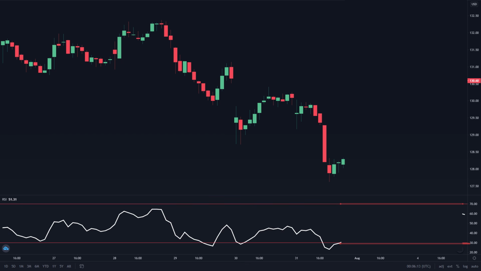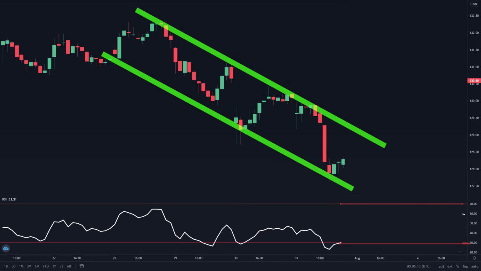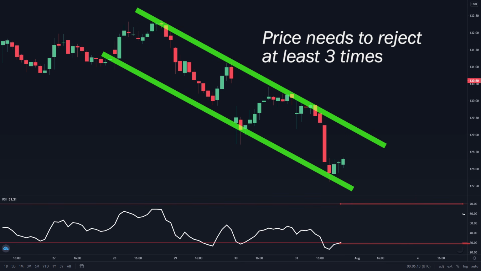Here, you can see that the price is clearly on a downwards movement. You can draw a trend line here as price is rejected multiple times. You can also draw another trend line below here. A little tip when drawing support and resistance lines that I personally use is that price needs to reject at least 3 times to further confirm that it's a strong support or resistance.